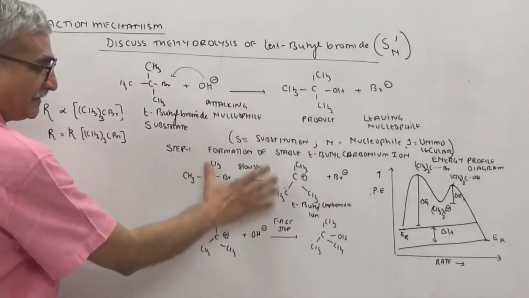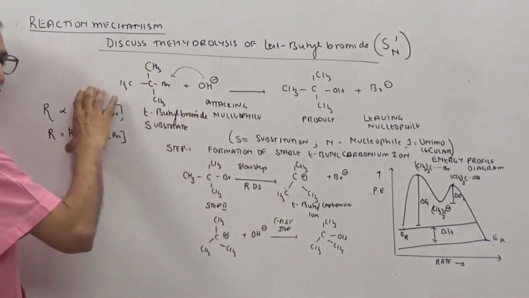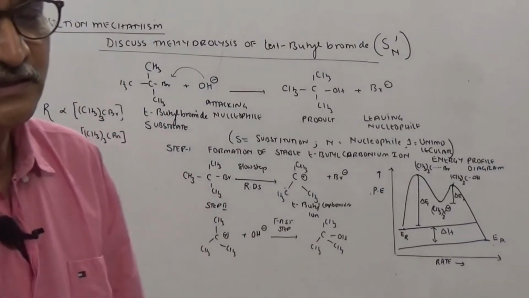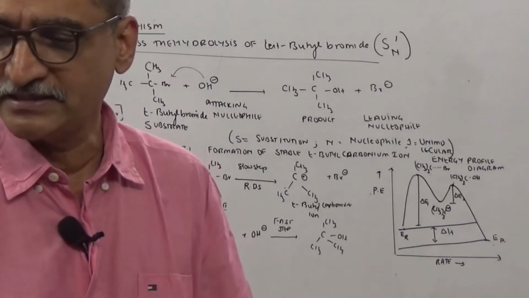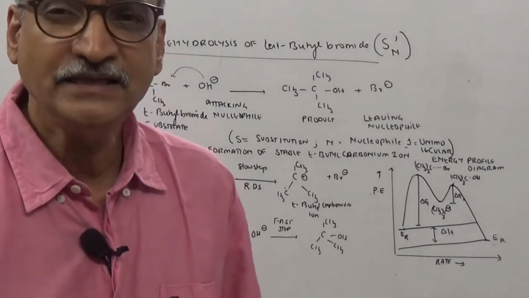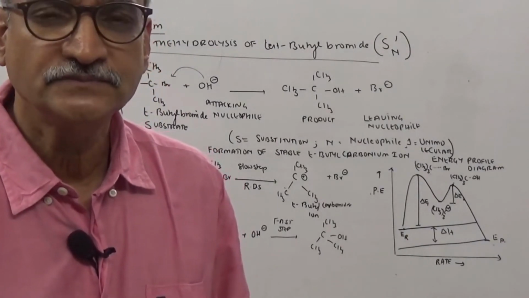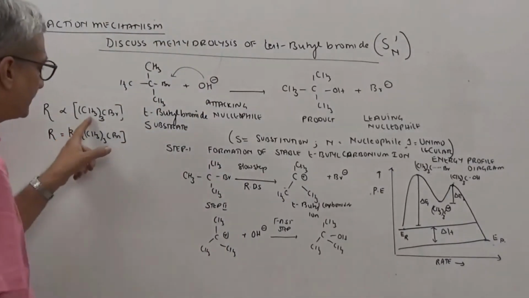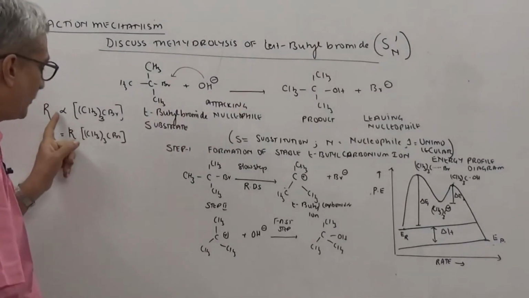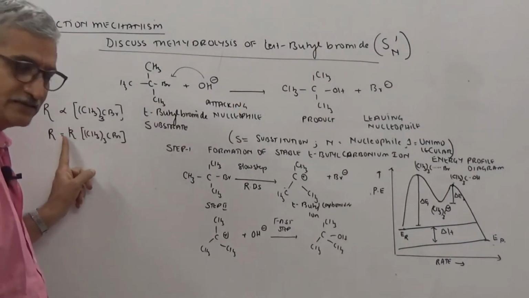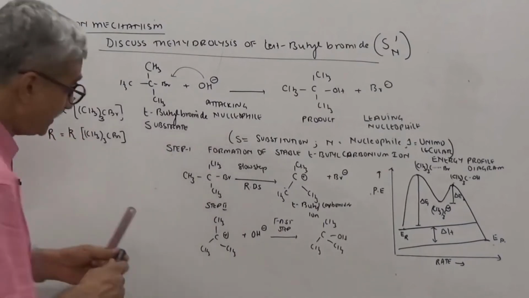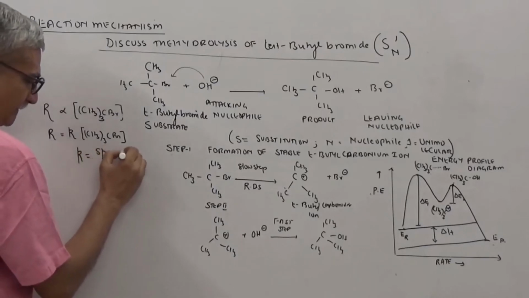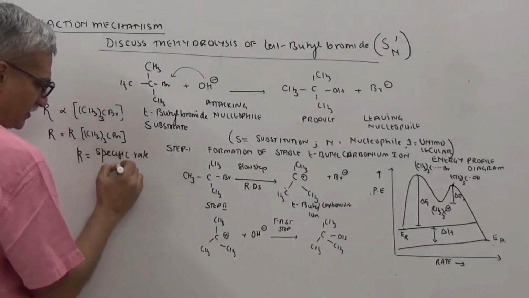So this was one aspect, the mechanistic aspect. Then this is the rate aspect. According to the law of mass action, the rate of reaction is proportional to the concentration of the reactant in the slow step. Why do we have to say slow step in this case? Because it is a complex reaction. In the slow step, only one reactant is involved, so SN1. Then proportionality has to be converted to equality. So R is equal to K times the concentration. Here you must mention what K stands for: K is the specific rate constant.